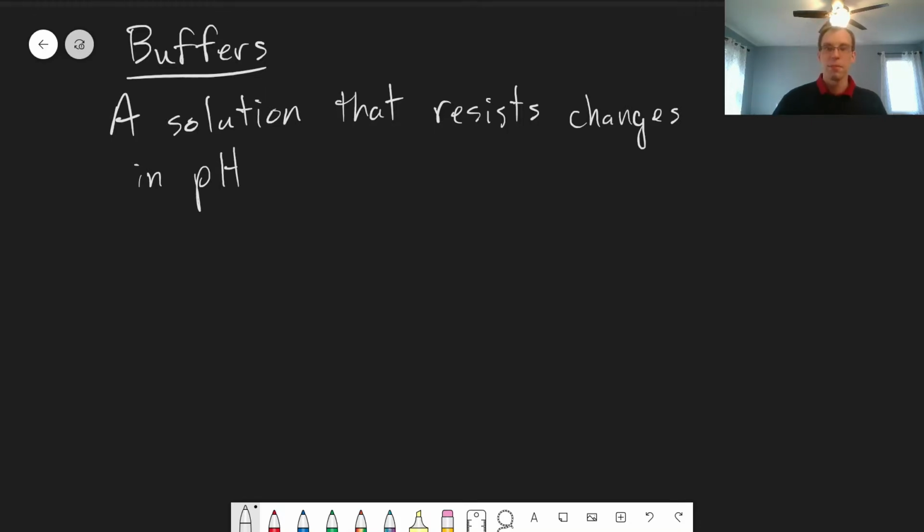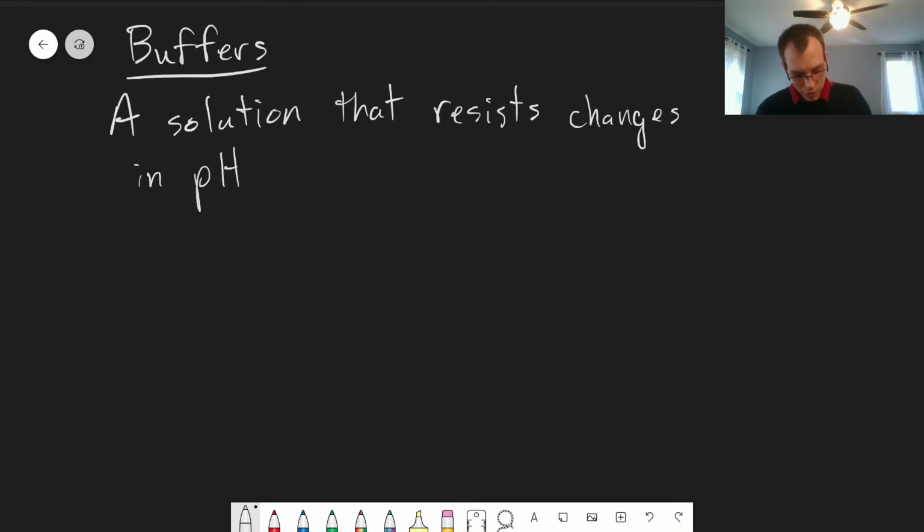Some of the most important buffers that exist are biological buffers. So your blood is buffered to make sure that the pH stays in a consistent range that your body can deal with. We use buffers a lot in biological experiments to make sure that we have a good environment for cells that we're growing and things like that. And so buffers are a really important topic for many of you that are studying biochemistry because our biological systems use buffers all over the place.